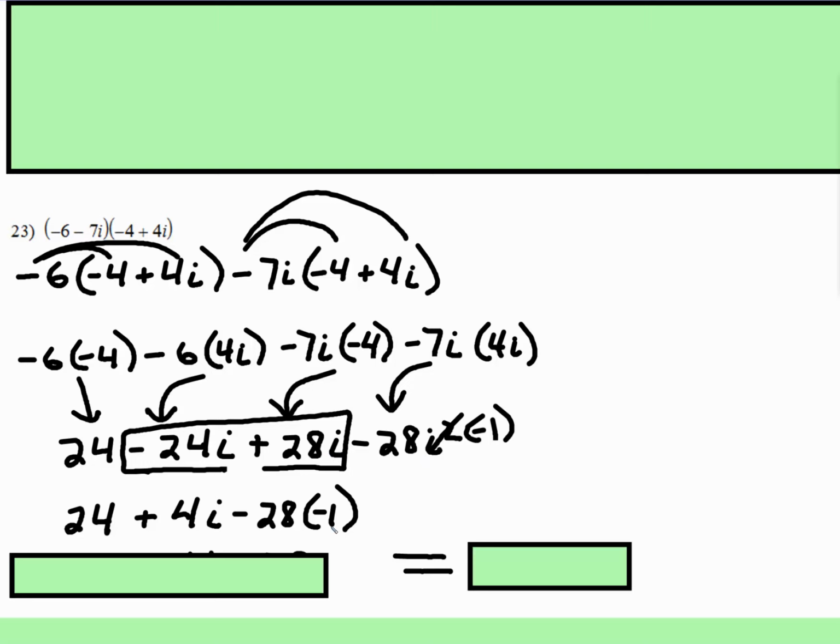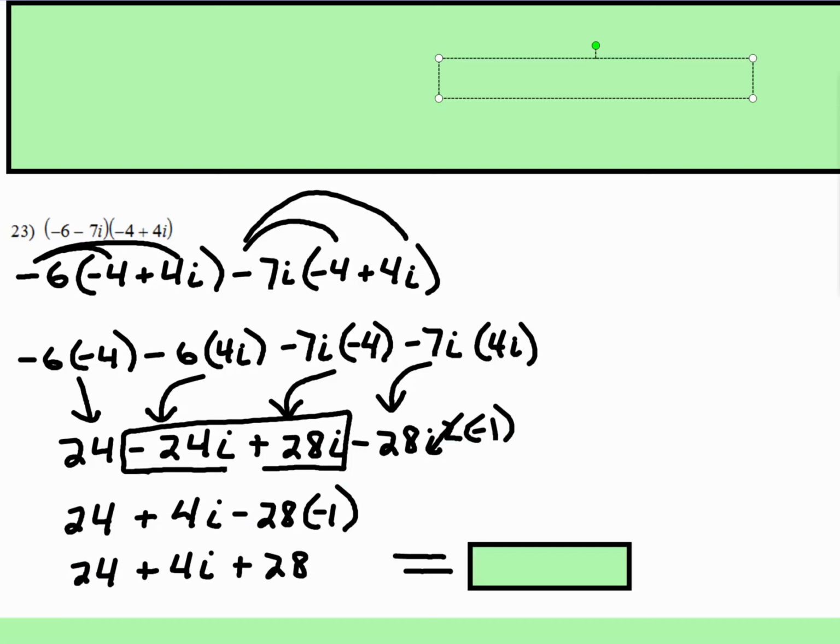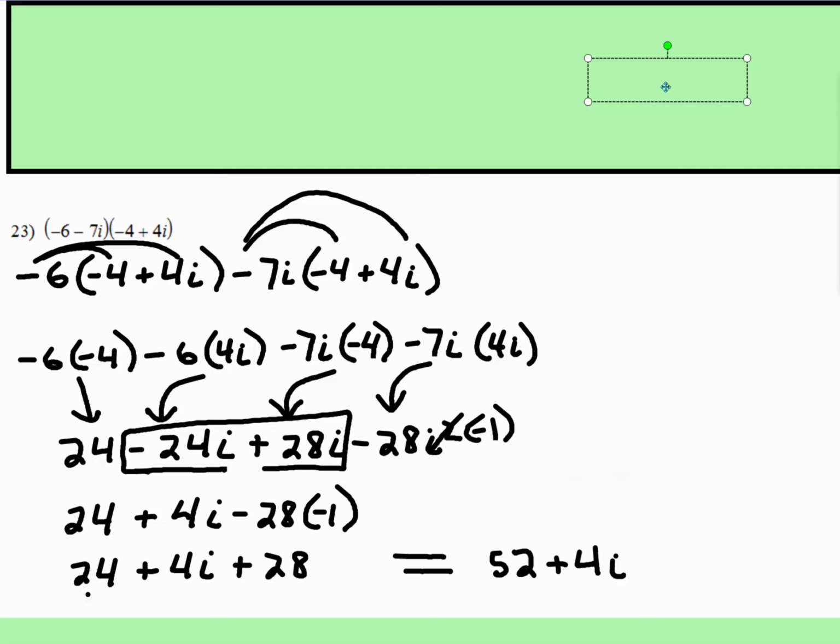And then i squared is -1. Negative times negative is a positive. 28 plus 24. There we go. 28 plus 24. Very last step. Ta-da! That's all there is to it.